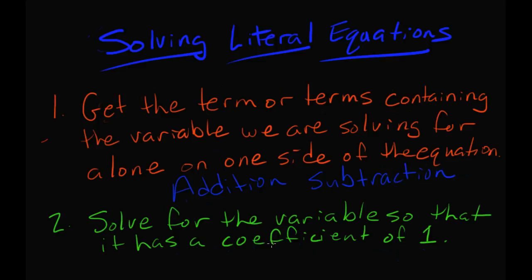The second step, once we have that variable term on the one side of the equation, we then solve for the variable that we want. And for that, we use multiplication or division. So this is very similar to the process that we used for solving equations and solving inequalities, but now we're solving for specific variables. Okay, so let's take a look at some examples to clarify what we mean here.